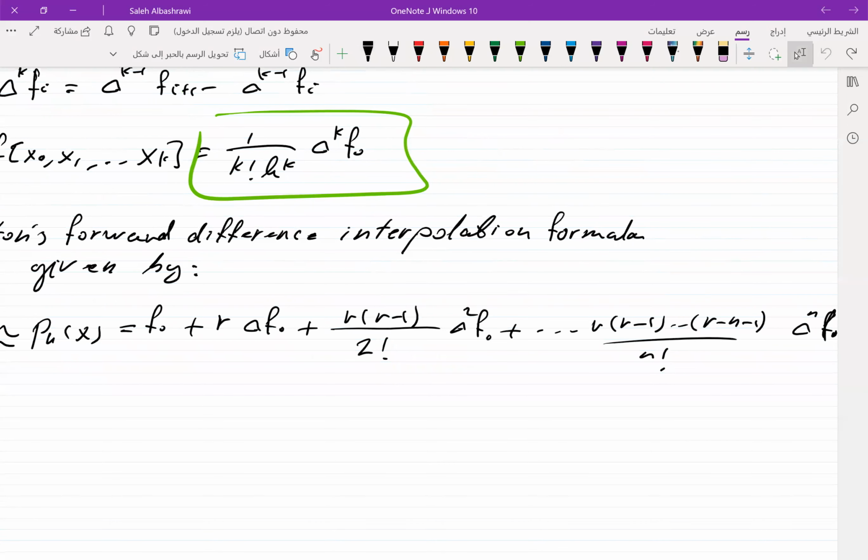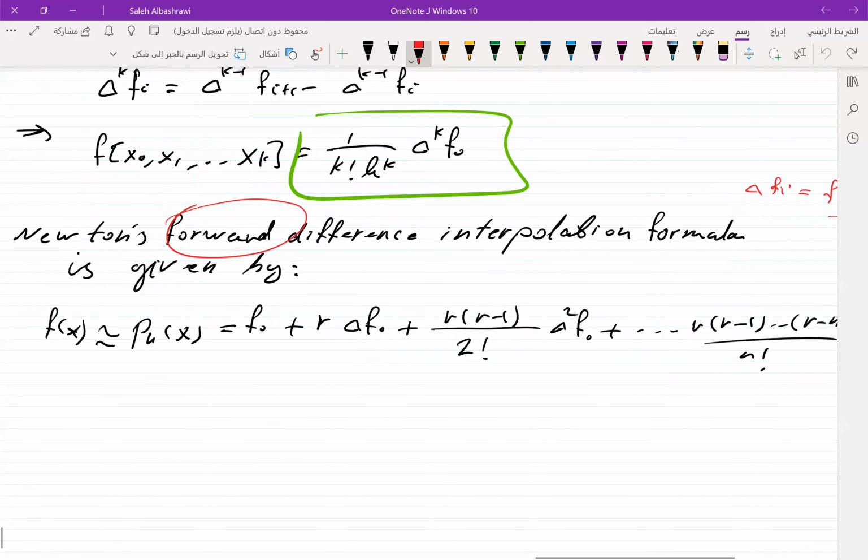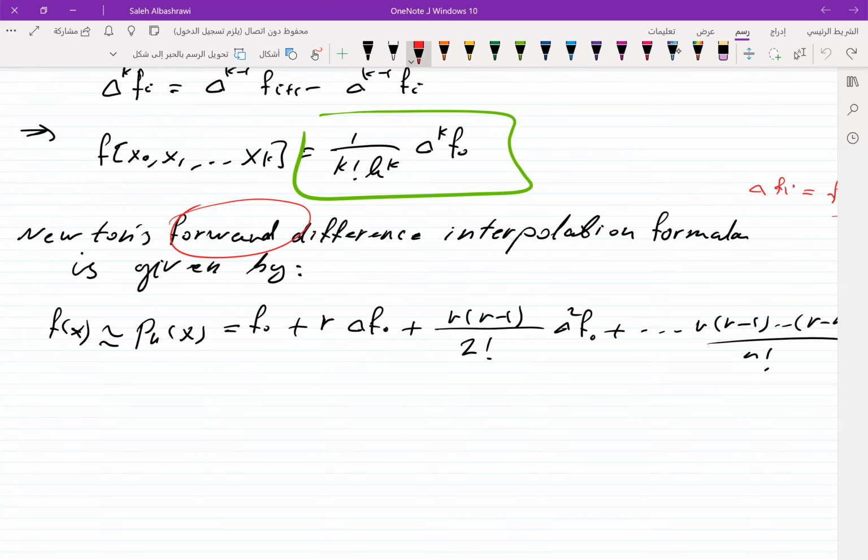And we said this is the forward difference, because delta f_i equal to f_{i+1} minus f_i. This time we go forward: the next one minus the current one. Because we have backward, which is the current one minus the one before. So forward is the next value minus the current one, but backward will be the current one minus the one before. And r is defined as x minus x0 divided by h.